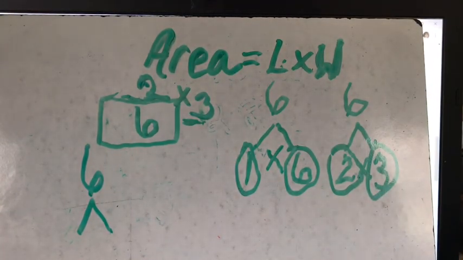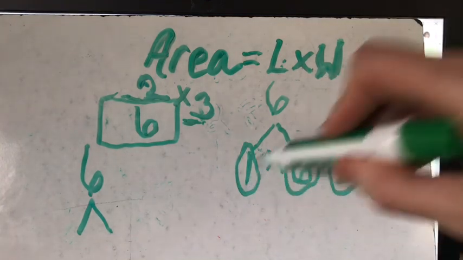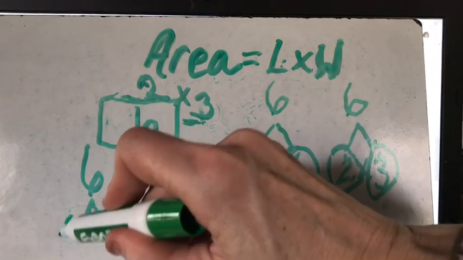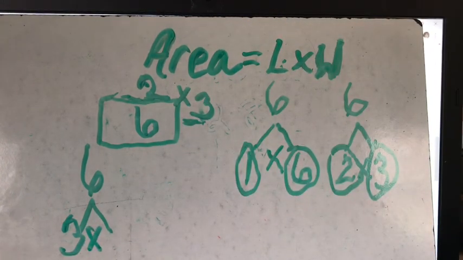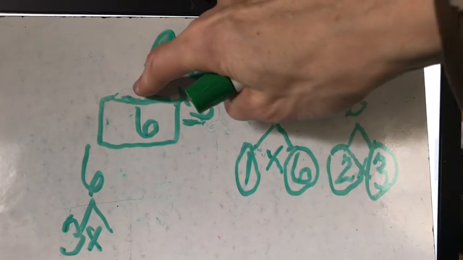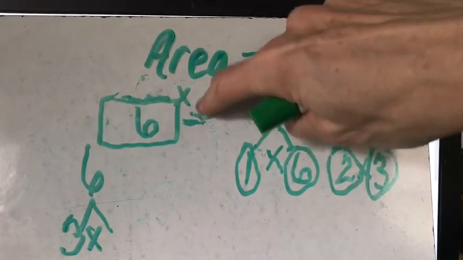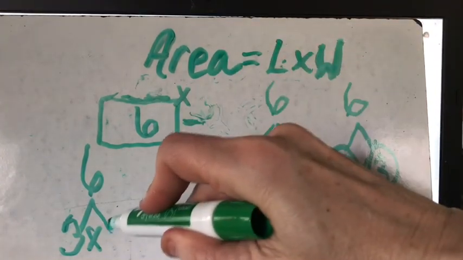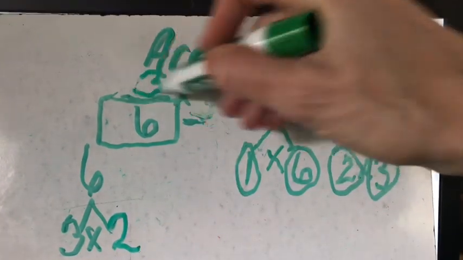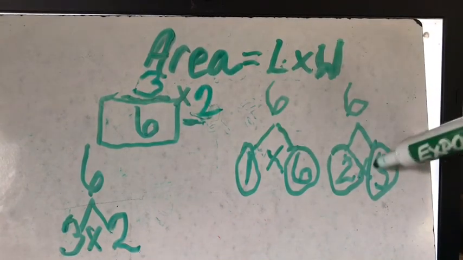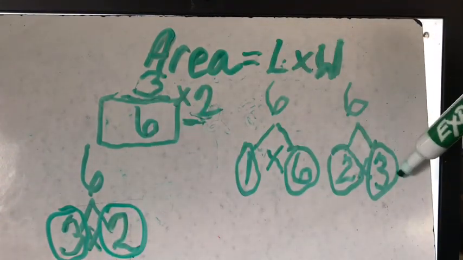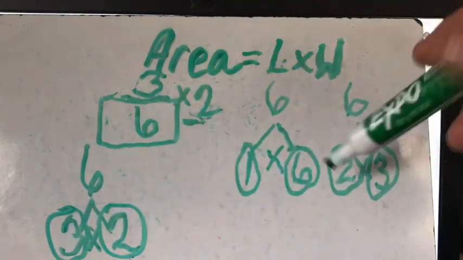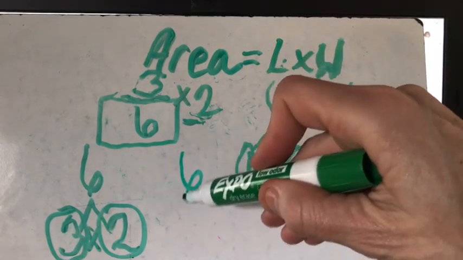If I break 6 apart again, I've already chosen 1 and 2, how about 3? 3 times what equals 6? Well, if I have the number 3 2 times, 3 plus 3 gives me 6. So I could have 3 times 2, which I had 2 times 3, but I had 2 as the length, 3 as the width, or I could have 3 as the length, 2 as the width. Do I have any more?